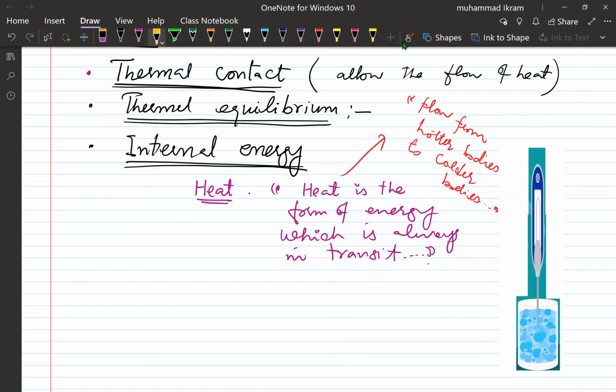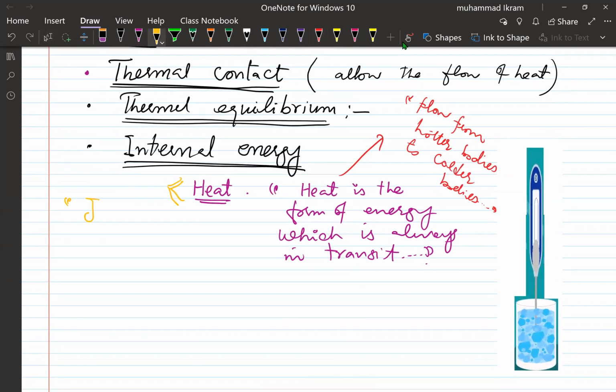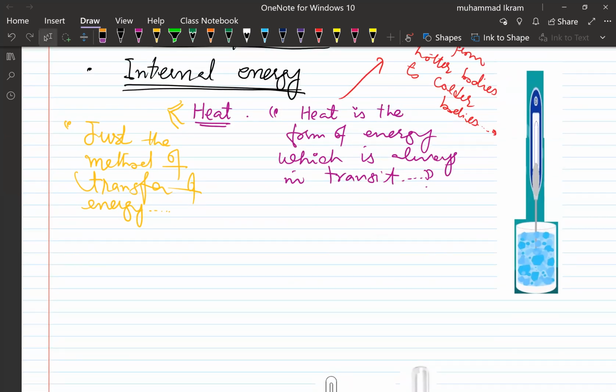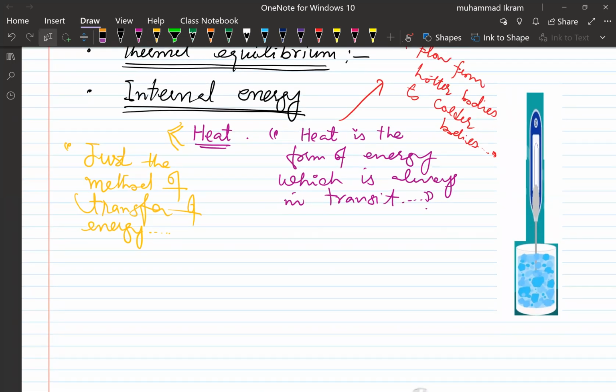But in my opinion, heat is nothing but just the method of transfer of energy. Why? Once the heat enters into the body, it is no more called heat. Rather, it is called the average kinetic energy of the molecules of a substance. Together we call this energy the internal energy of the system. So what is the internal energy?